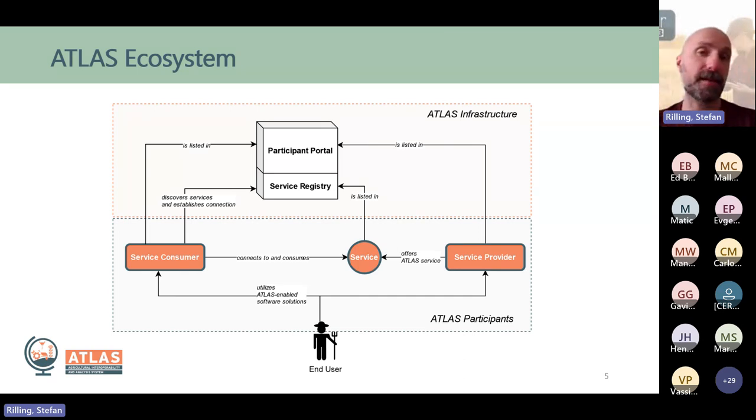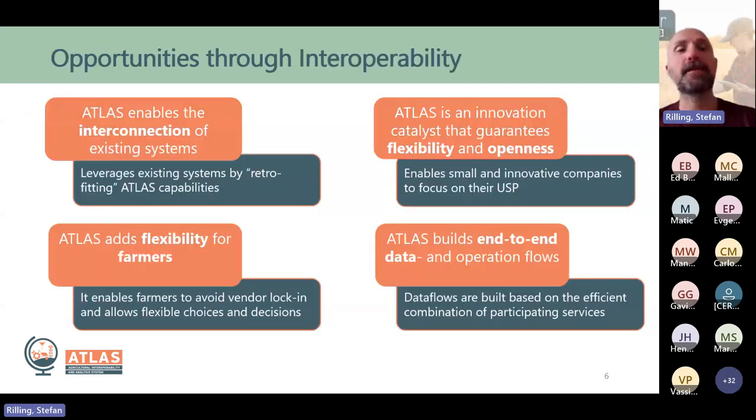It is crucial to understand that the service registry and the participant portal are accessed by Atlas participants, meaning by companies, by software providers, by IT experts. So the end user, the farmer, will never get in contact with the service registry or the participant portal. What you get with this system is that you can interconnect different existing software systems. You can retrofit your existing software in a relatively simple manner to make it interoperable. And with this interoperability, you add a lot of flexibility for your end users, for farmers.